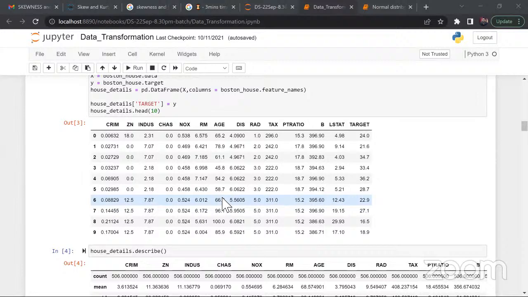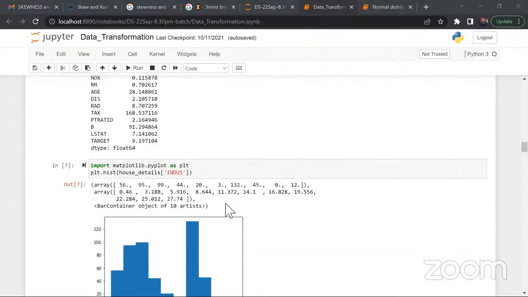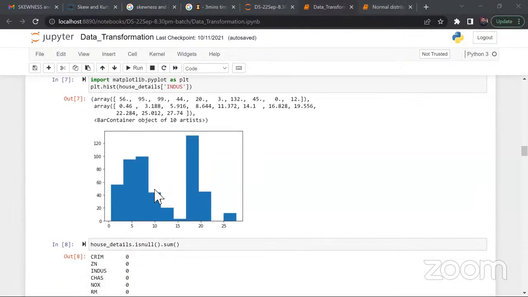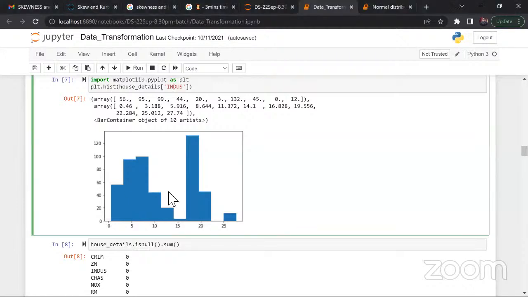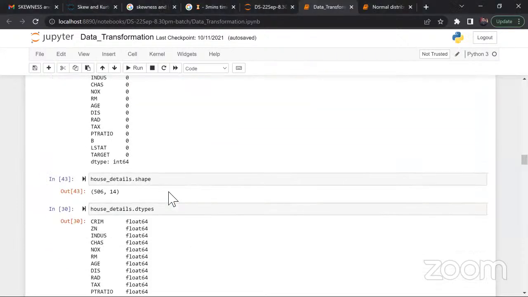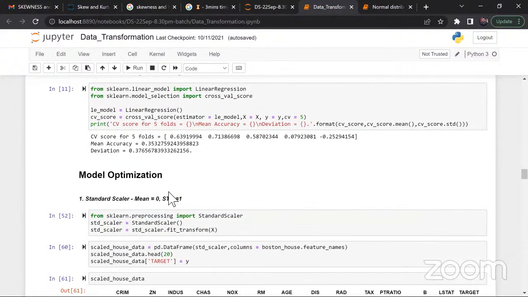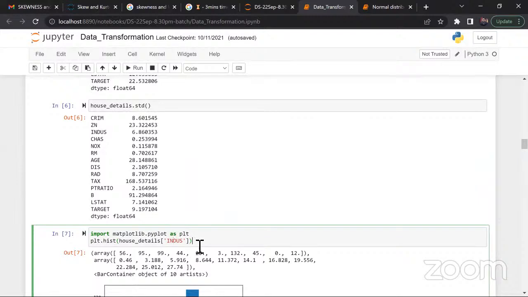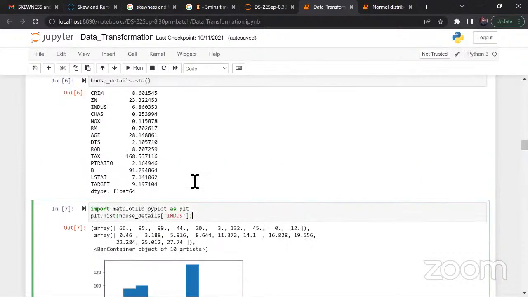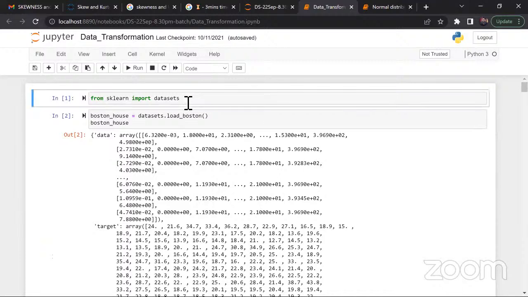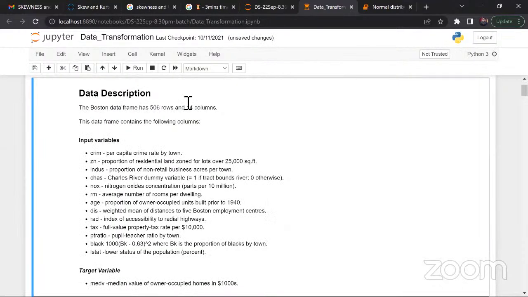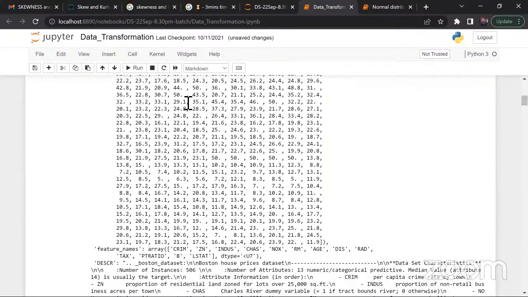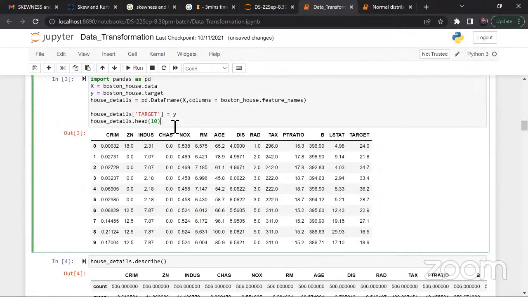You're having more features. Now what I'm doing? I'm just picking up this INDUS. Is this data, INDUS, normally distributed? No, it is not normally distributed. So now what I'll do, let me execute it. I just wanted to see the skewness and everything. Just once think on it and you can give me the figure.